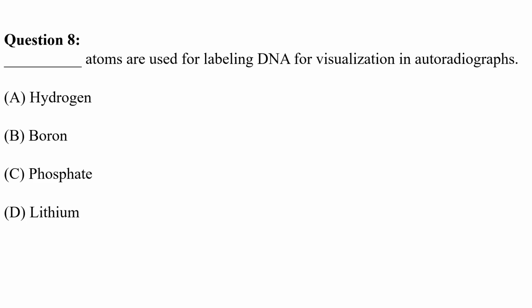So DNA, if you know the structure of DNA, has phosphate groups attached to it, and those phosphate groups can be labeled with a radioactive phosphate, P32, which is a heavy isotope of phosphate. If we label it with P32, we can visualize it on an autoradiograph, basically we can see the DNA on any medium. Okay, so option C, phosphate, is the correct answer.